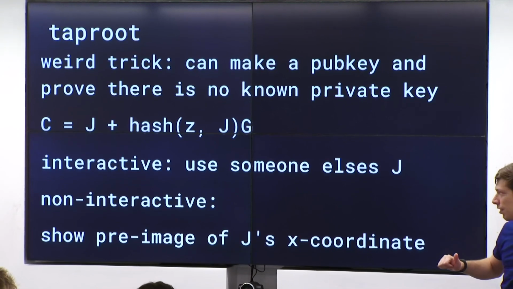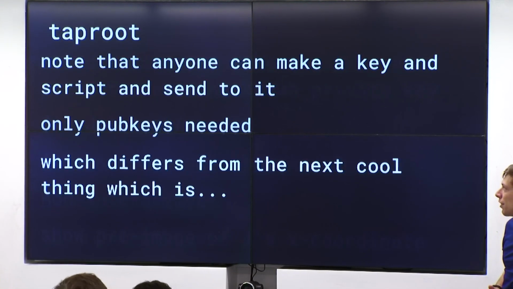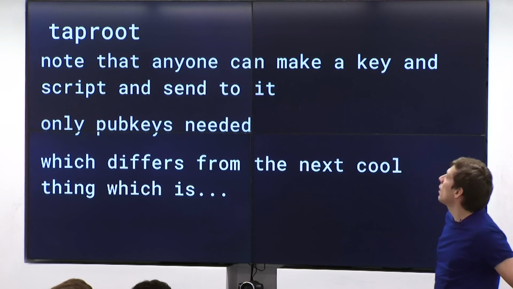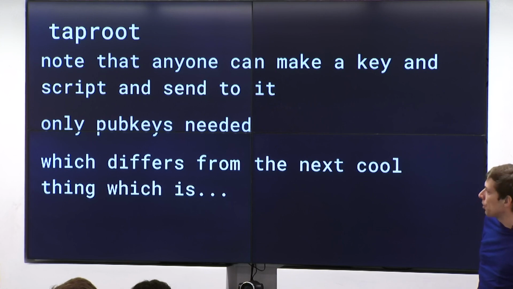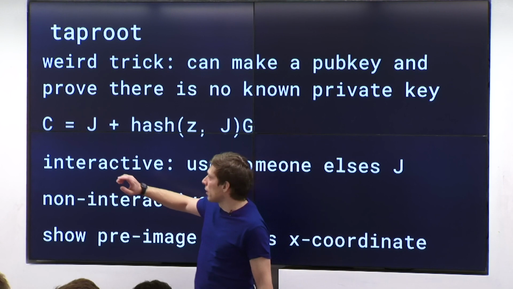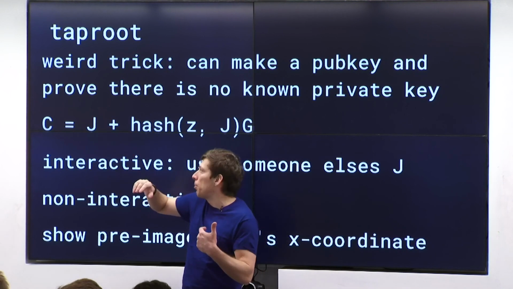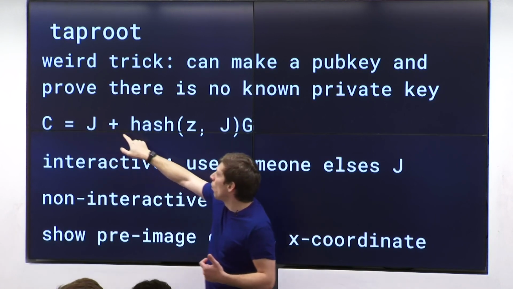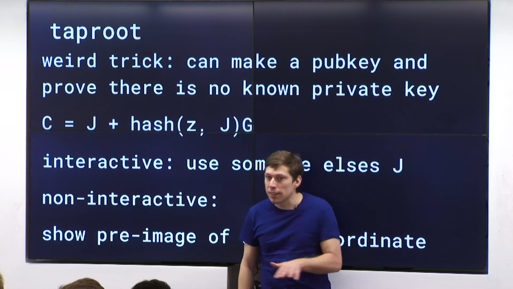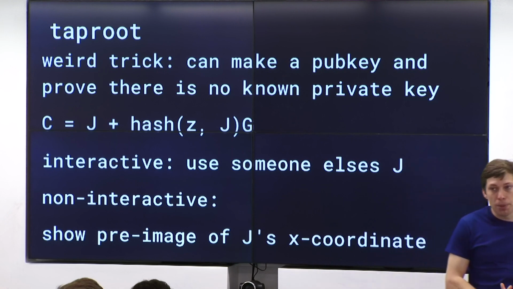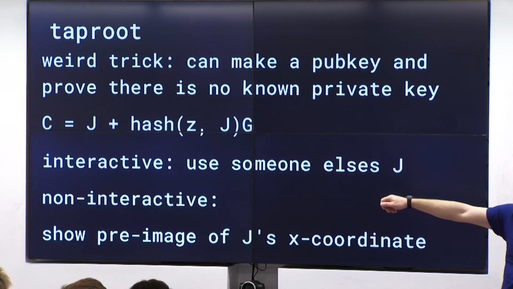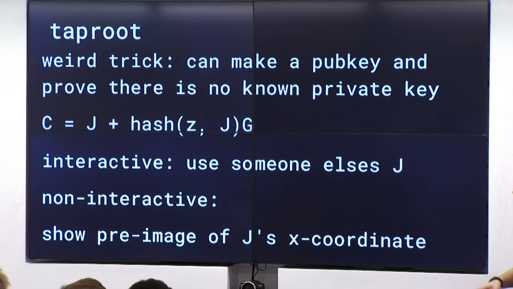Going to the next crazy thing. Gets even crazier. Okay, so little notes about Taproot. Anyone can make a key and script and send to it. Only the pub keys are needed, right? So if I want to send to something that's 3 of 3, Alice, Bob, and Carol added all together, or 2 of the 3 of Alice and Bob and Carol, I don't have to even ask Alice, Bob, and Carol. If I know their public keys, I can just compute all this myself and send money to them, right?